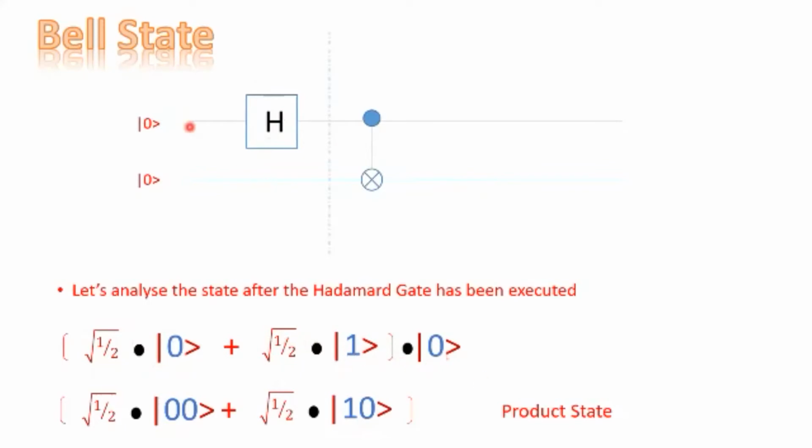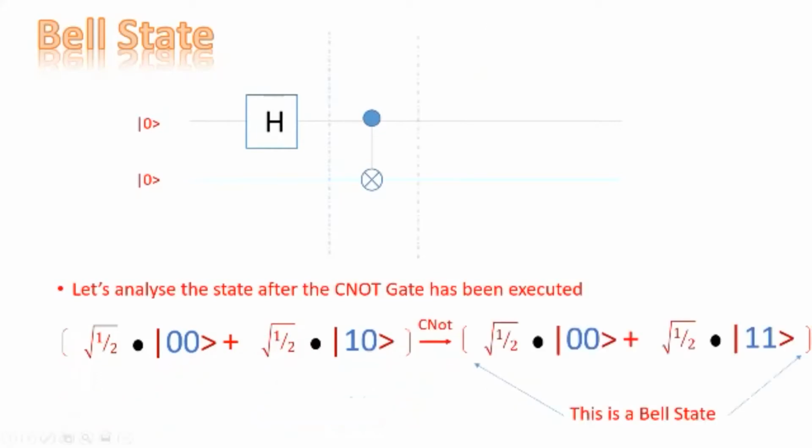So now let's have a look at the product state after the Hadamard. And we can see that all we have to do is multiply the 0 ket into the superposition, which gives us 1 over root 2 of 0, 0 plus 1 over root 2 of 1, 0. So that's pretty straightforward. So this now is taken up from the previous slide.